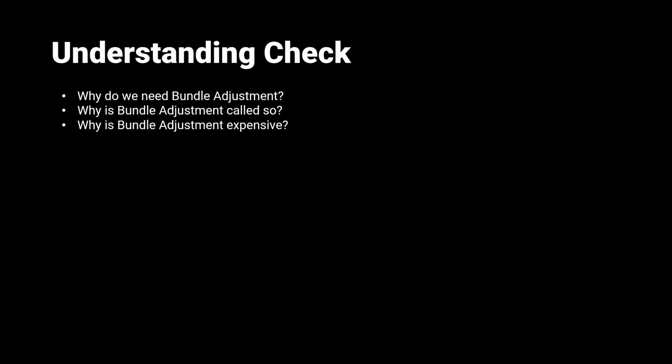Just to quickly recap, why do we need bundle adjustment? Why is bundle adjustment called so? Why is bundle adjustment so computationally expensive? What can we do to make bundle adjustment faster, and what is the trick we have done?